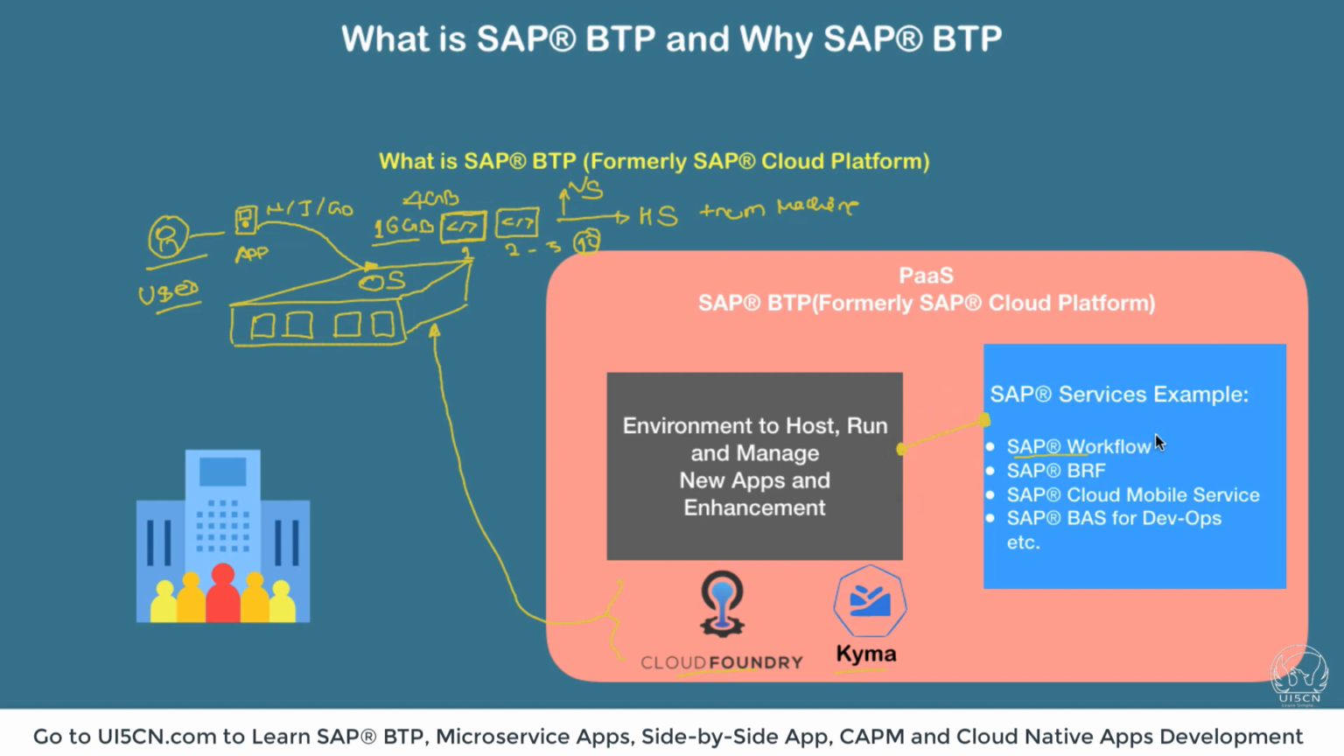So some of the popular services are SAP Workflow, BRF, Mobile Cloud Service, SAP BaaS for DevOps and development. And there are a number of other services like the security and connectivity service. So a lot of SAP services are offered within SAP BTP, and if you want to use those services, you have to create an instance of the service and use it in your application.